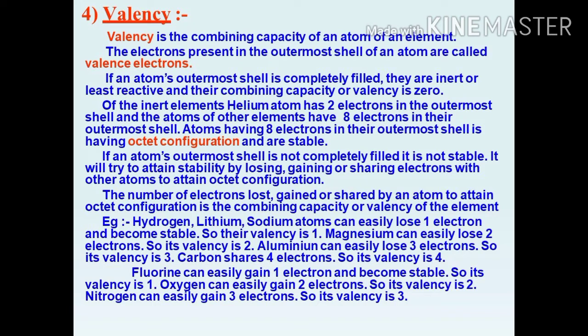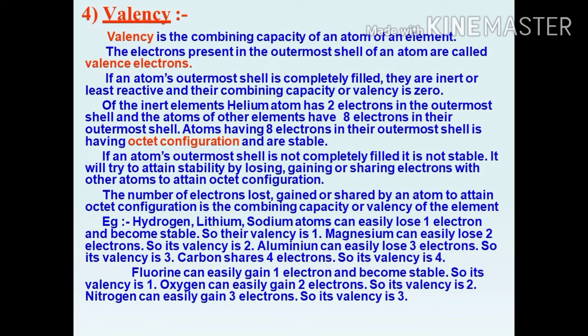Of the inert elements, the helium atom has 2 electrons in the outermost shell and the atoms of other elements have 8 electrons in their outermost shell. Helium is also stable in nature because it contains a total of 2 electrons. The 2 electrons are found in the outermost orbit. Helium has only one orbit around the central nucleus. That orbit contains only 2 electrons, so it is stable in nature.